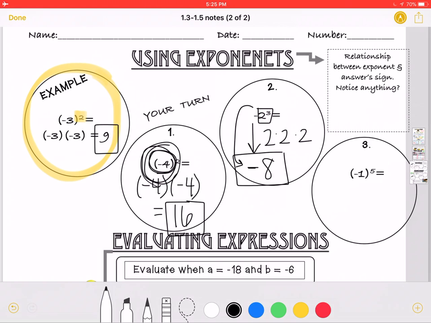All right, our next one, we're back to having some parentheses. I have a -1 to the 5th power, meaning I have 5 -1s. So I have -1 times -1 times -1. So go ahead and write -1 being multiplied together in parentheses 5 times.